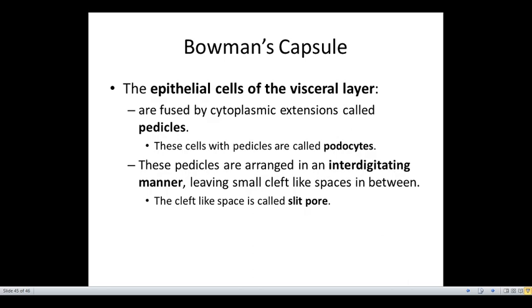The epithelial cells of the visceral layer of the Bowman's capsule are formed by cytoplasmic extensions called pedicles. These cells with pedicles are called podocytes, as I showed in the last figure. And these pedicles are arranged in an interdigitating manner, leaving small cleft-like spaces in between. The cleft-like space is called a slit pore.